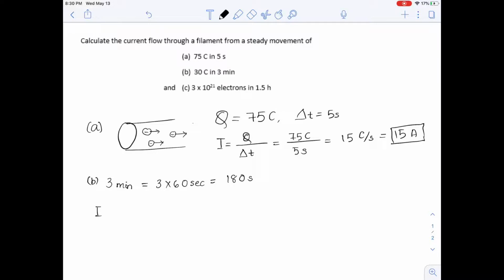So current can be calculated as 30 coulombs, which is the given charge in part B of the question, divided by 180 seconds. That's 0.1667 ampere.